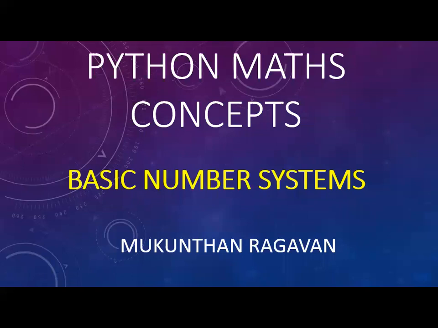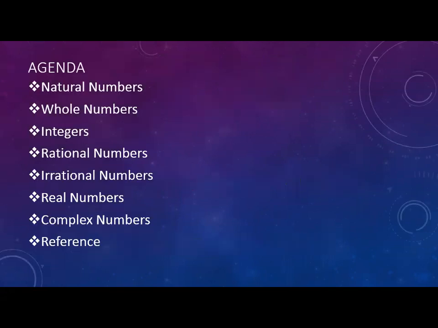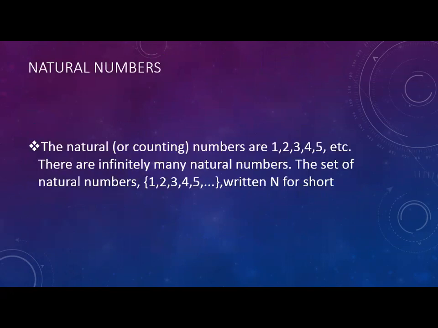Today we are going to see the first session on Python Math concepts. It is basic number systems. So the agenda is natural numbers, whole numbers, integers, rational numbers, irrational numbers, real numbers, complex numbers, and the reference link. So natural numbers. Naturally, when we count, we start from 1, 2, 3, 4, 5.